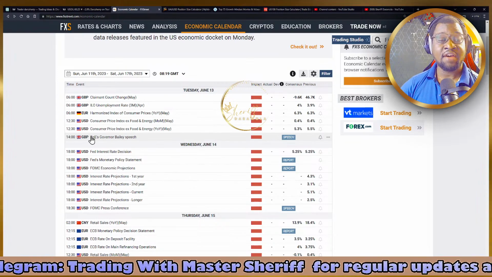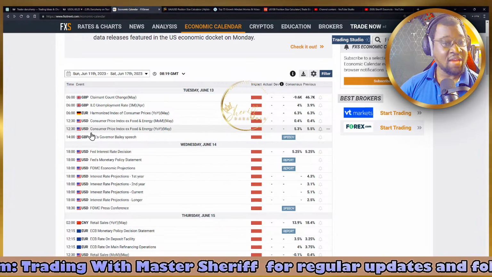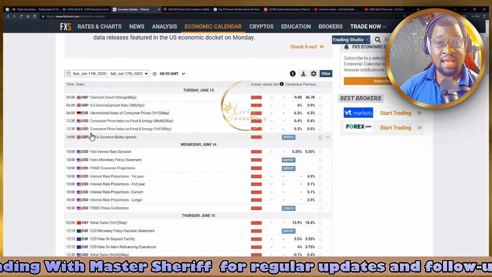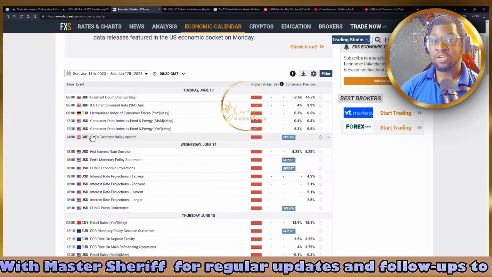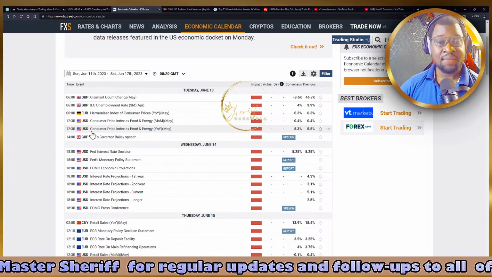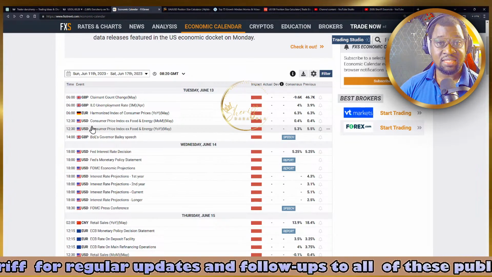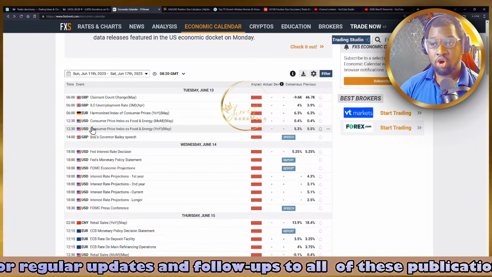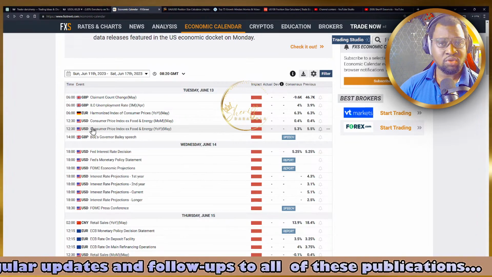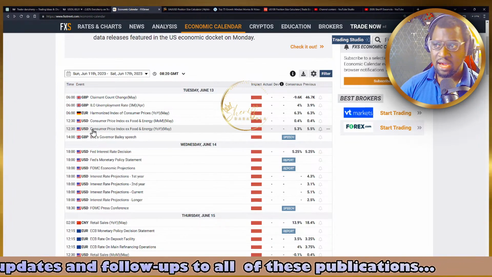And we also have the Bank of England's governor who is going to be having a speech tomorrow, Governor Bailey. And obviously, everyone will be looking forward to what he's going to say, as it will give us an insight into the monetary policy decisions behind the scenes on that economy. So for today, we really do not have any high impact event.